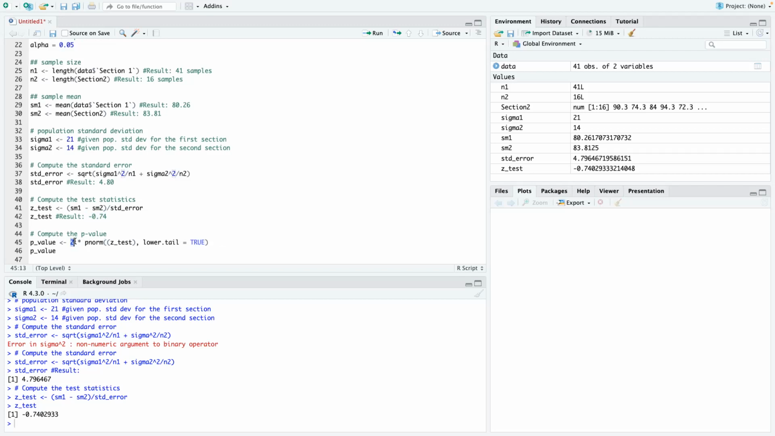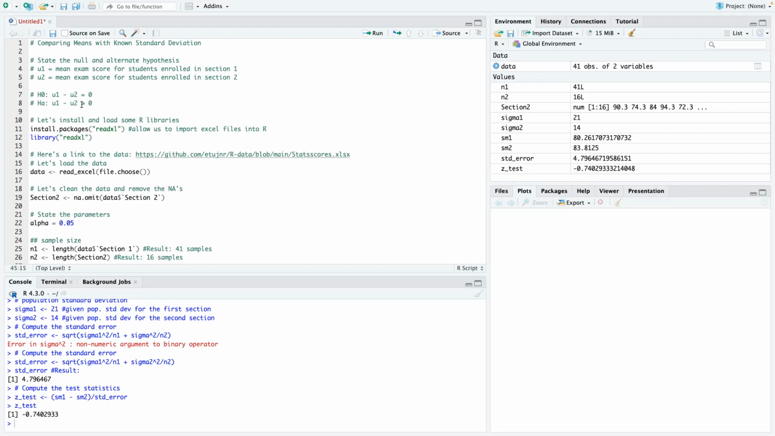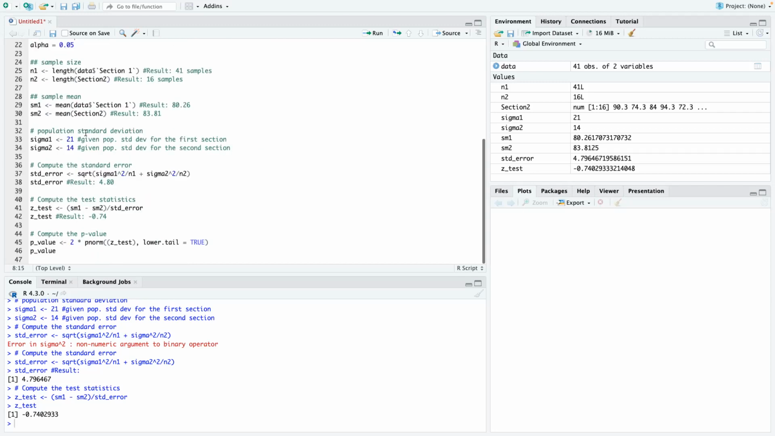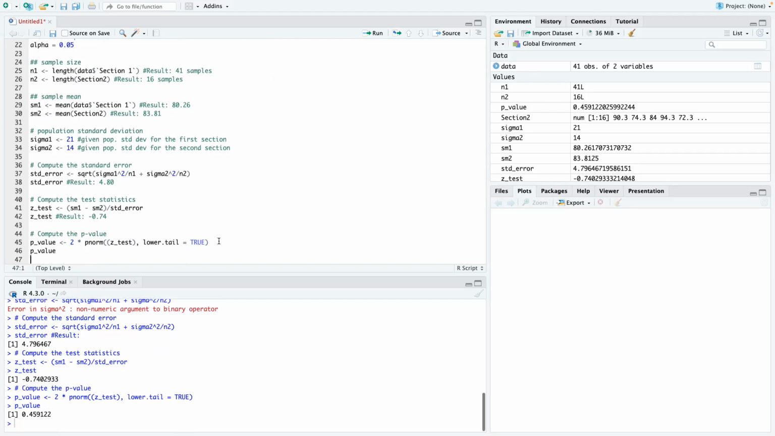And then the reason why we're using 2 here is because we're working with a two-tailed test. It says not equal to, so we're working with two-tailed. That's why we're using 2 here. So I'm going to run this, and then you can see what our p-value is, which is 0.46.